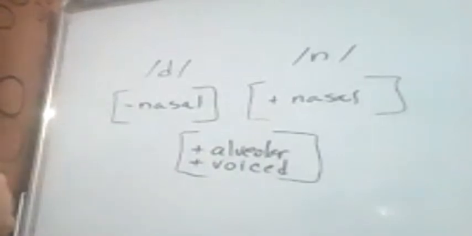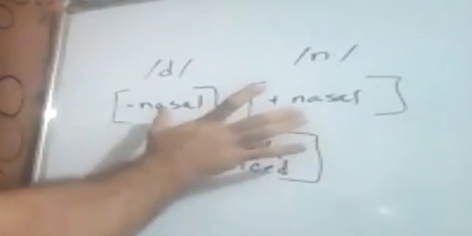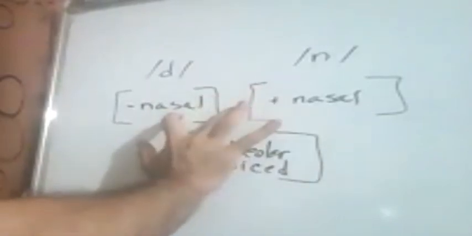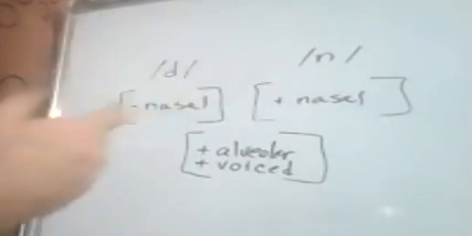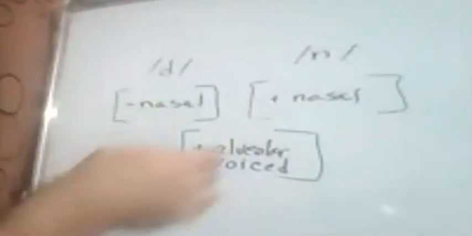This can be done with any sounds, even though they're not related at all. If they are not related, then you don't write anything here, and just write individual feature descriptions for both. If they have something in common, even if it is just voicing, for example, in this case the only thing they have in common is voicing, so you say plus voiced.